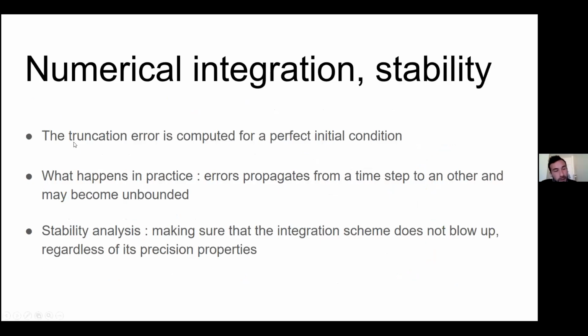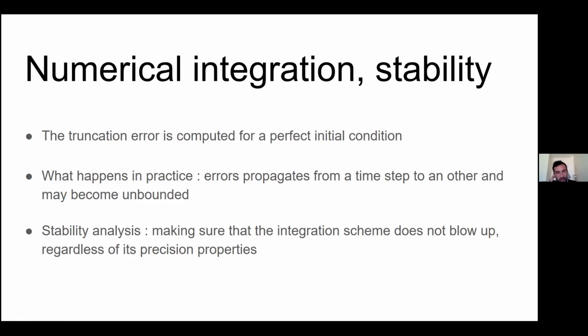Okay, so the second thing I want to quickly introduce to you, before going to what we proposed, is stability of numerical integration. And the reason we want to care about stability is simply because the truncation errors, or the means to evaluate precision, are simply computed for perfect initial conditions. And in practice, we do not have perfect initial conditions, right?